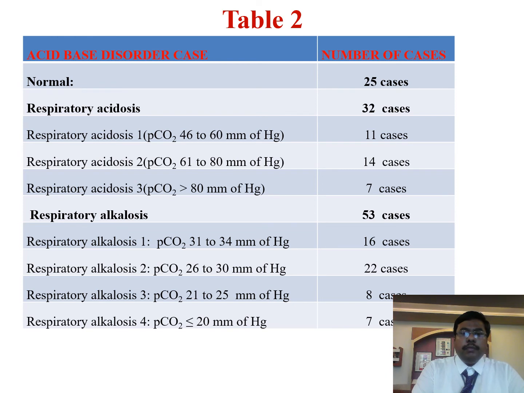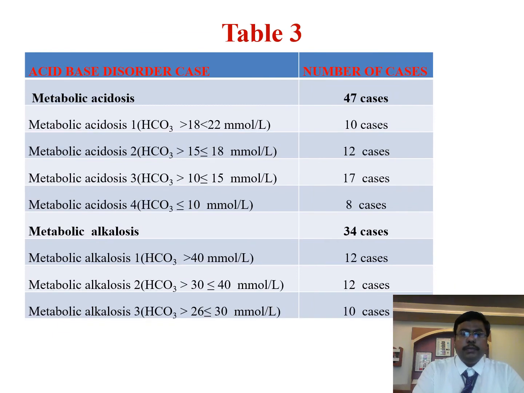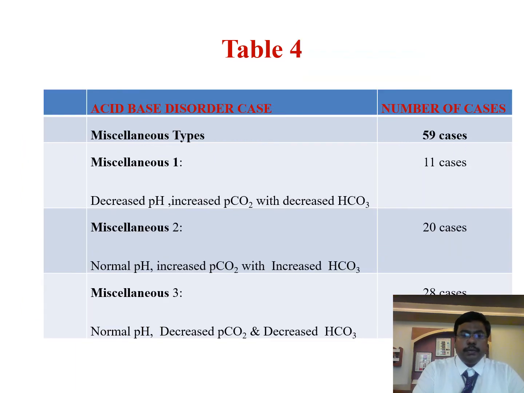So normal cases, respiratory acidosis again classified into respiratory acidosis 1, 2, 3 based on the PCO2 values, and respiratory alkalosis again classified into subgroups 1, 2, 3, 4 based on the PCO2 values. Metabolic acidosis and metabolic alkalosis are again classified into subgroups based on the bicarbonate values. And miscellaneous cases 1, 2, 3 are also shown in table 4.